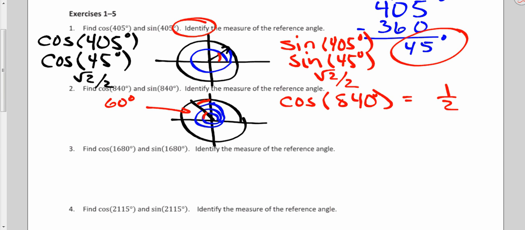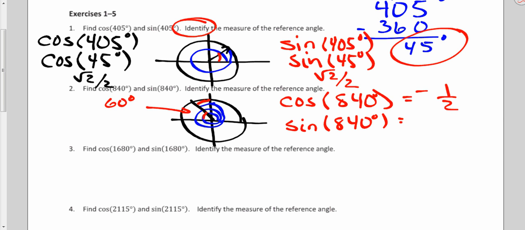Well, we're on a 60-degree angle right now. What am I missing there? Remember, cosine is left-right. If my angle is over here, and I'm looking at cosine, which is the x, it's negative. This is negative 1/2. What is the sine of this angle? What is the sine of 840? Again, refer to that 360/90.